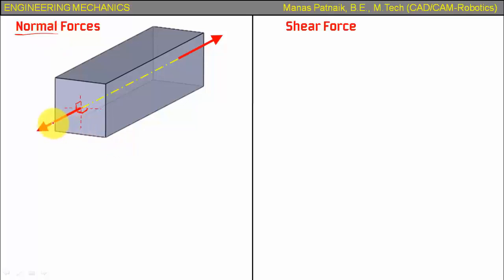Okay, now what sort of a normal force is this? The nature of this force is such that it tries to lengthen the bar, or I can also say it tries to increase the length of the bar, and hence the name of the force is tensile force. The force which tries to pull the bar from both directions, or tries to increase the length of the bar, is something that you generally refer to as a tensile force.